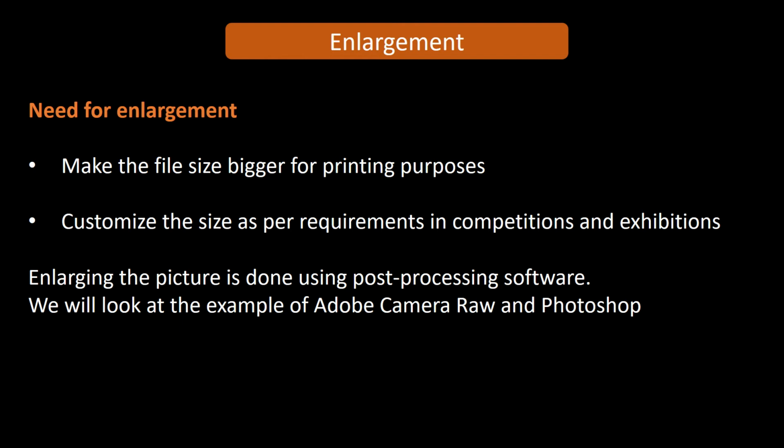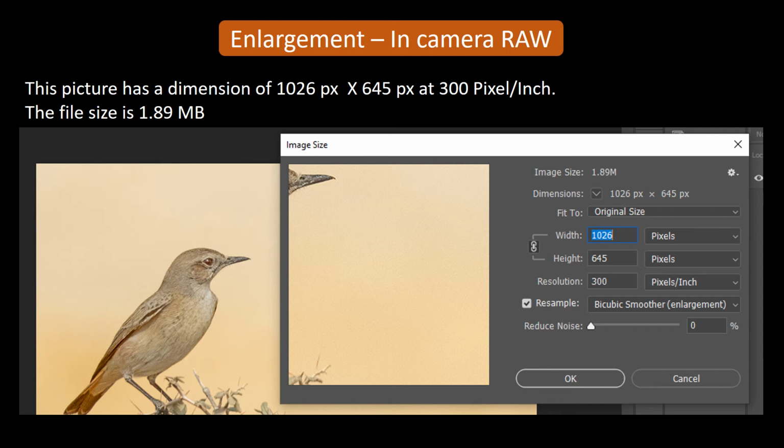Like reduction, enlargement is also a process for increasing the pixels in your image, and here you are again going to use the softwares which are either dedicated or image processing softwares. Now the need for enlargement is to make the file size bigger for printing purposes. Here we are looking at actually printing the pictures, or to customize size as per requirements in competitions and exhibitions. This picture has a dimension of 1026 pixels as width, 645 pixels as height and 300 pixels per inch as its resolution. So the total size is about 1.9 MB.